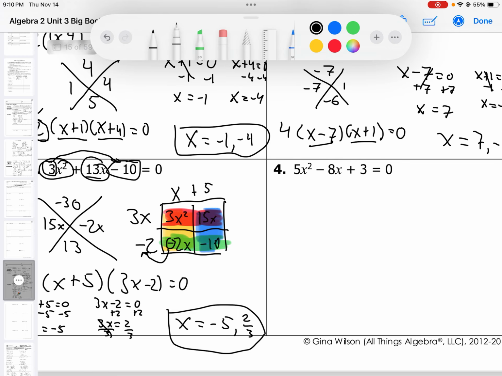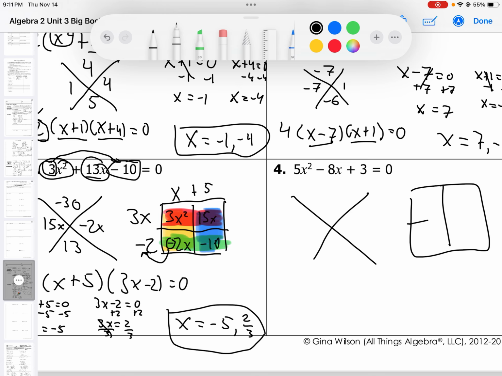Okay, on to number 5. We again should check to see if we have anything in common with 5, 8, and 3. There is nothing in common to take out besides 1. So we will need to do the x and the box. What goes on top of the x would be 5 times 3, which is 15. And then negative 8 goes on the bottom. So we're looking for numbers that multiply to 15 and add to negative 8. And those would be negative 5 and negative 3.